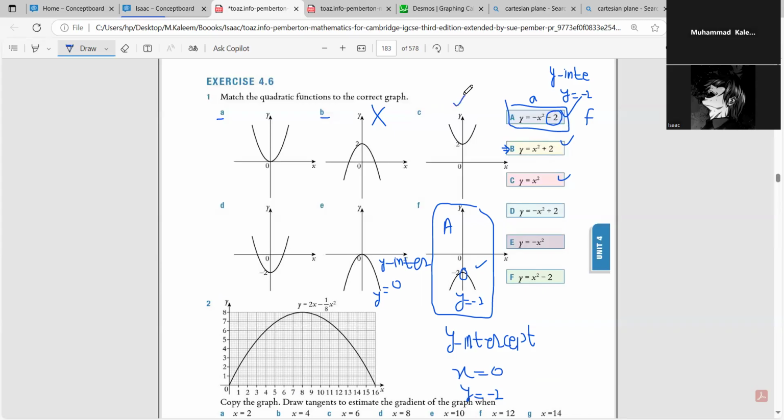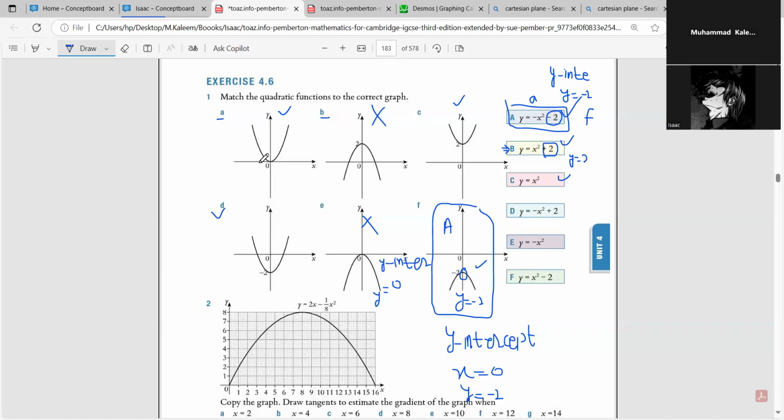Is C possible? Yes, it's possible, but we will check later again. So this is possible, this is not. So just ignore these two. Now we have three possibilities, A, C, D. Next, you have to identify through the y-intercept. In these three graphs, which graph has y-intercept 2? How will I get the y-intercept? When I replace x with 0, the value of y will be 2. So its y-intercept is 2.